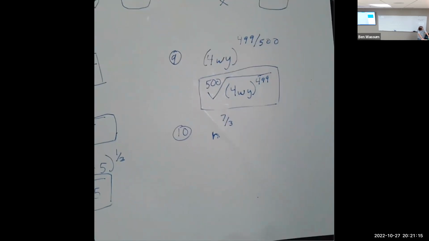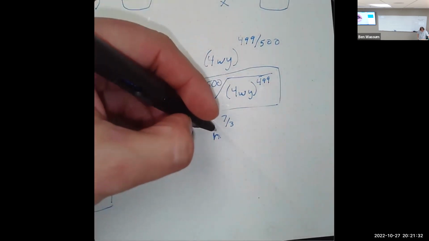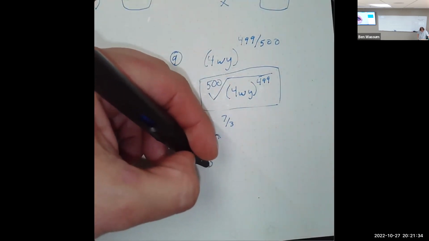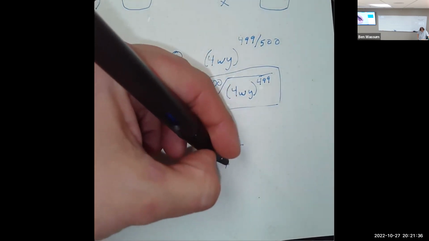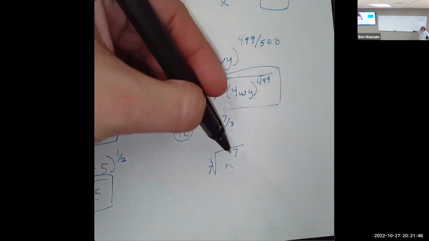Okay. How about number 10? N to the 7/3. I said this one's going to be a little tougher. I wasn't lying, because we can switch it out right away, right? We can immediately say, oh, this is a cube root of n to the 7th. Why is that harder? What are you talking about? Well, this isn't simplified. This is a cube root, and I got 7 of them.